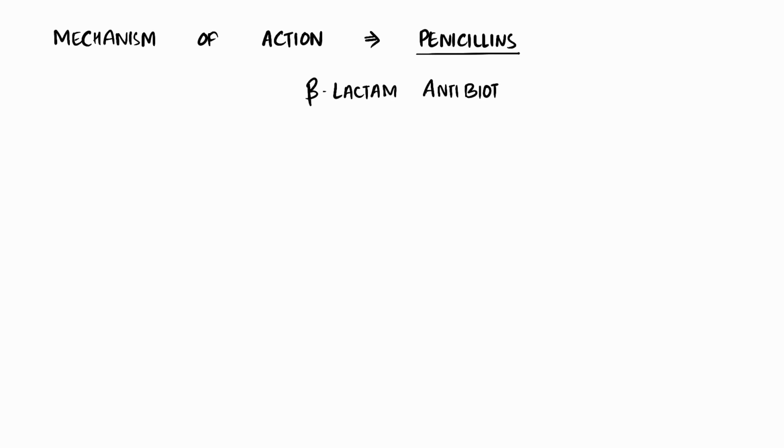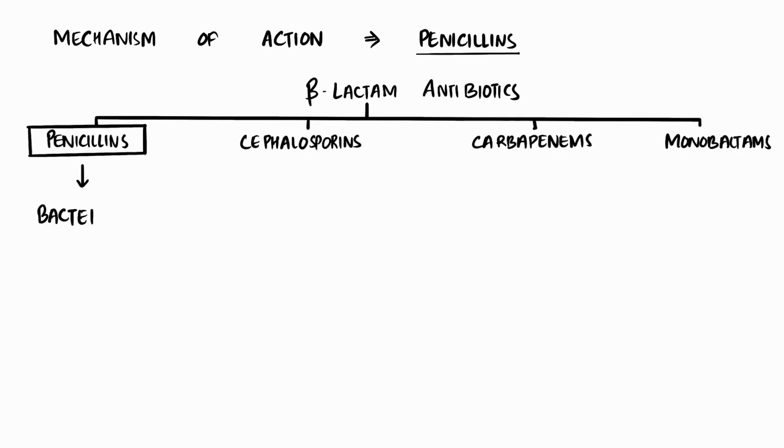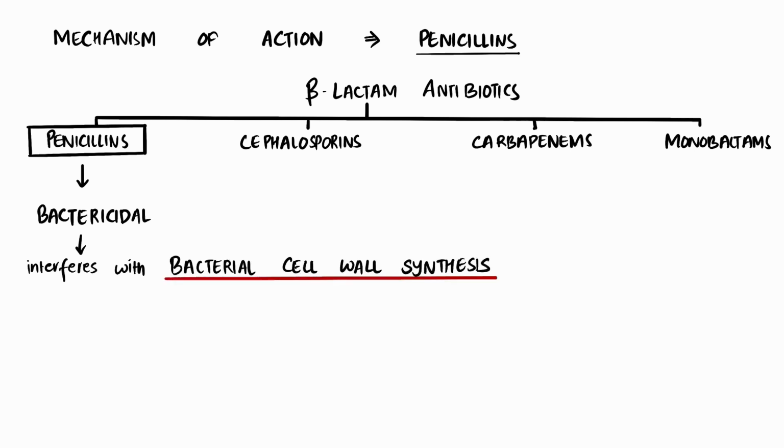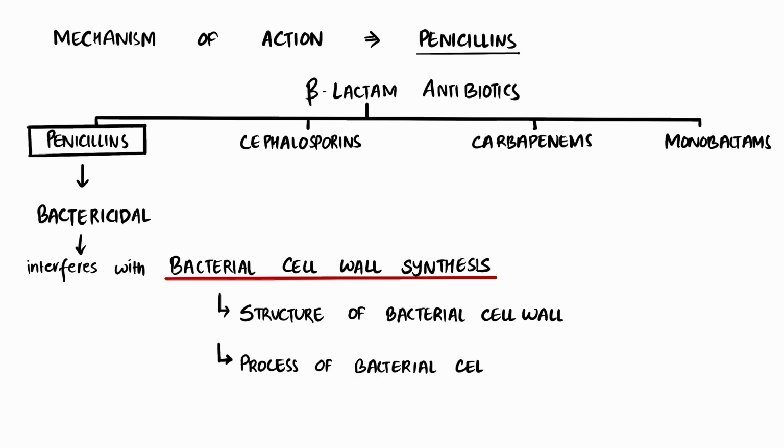Hi, in this video we will be discussing the mechanism of action of penicillins. Penicillins are one of the 4 beta-lactam antibiotics. These are bactericidal drugs, and they work by interfering with bacterial cell wall synthesis. So today we will be discussing the structure of the bacterial cell wall, and then we will go through the process of bacterial cell wall synthesis.